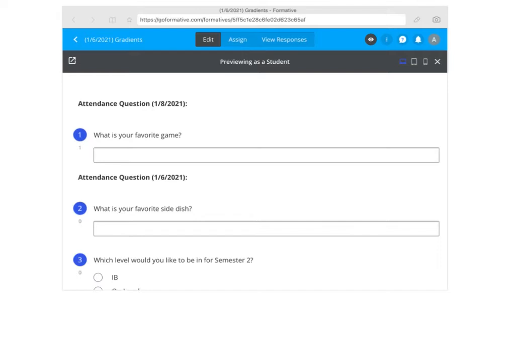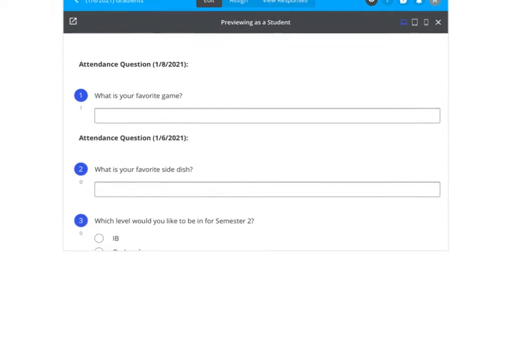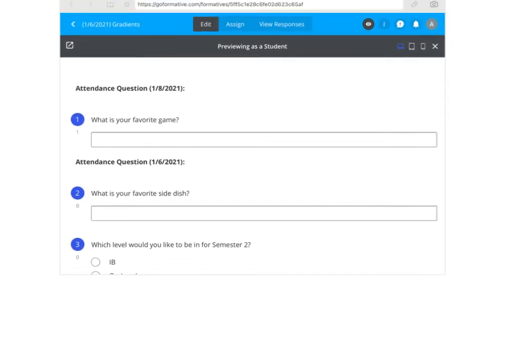And then another thing that I want you guys to take note of, for this assignment only, is I want you to fill out question number 3, which is which level would you like to be in for semester 2. So if you were already opting in for IB or for on level, just pick that answer choice again. If you want to switch, right now is the chance for you to switch, so that I can start differentiating the assignments for whatever you decide to pick.